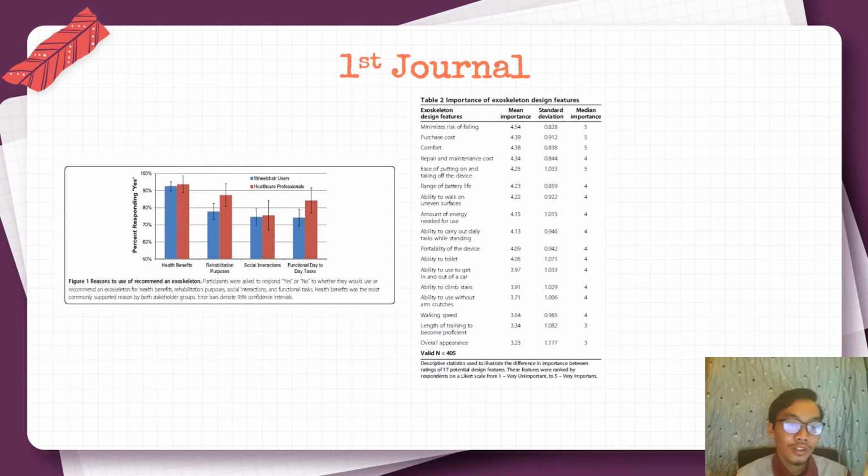Based on this graph, they would use the exoskeleton the most for health benefits. On the right side is a table of the importance of exoskeleton design features that need to be applied when producing the exoskeleton for the market. Based on this table, there are 4 design features to be considered based on the median importance rating of 5, which is the highest rating: minimizing risk of falling, purchase cost, comfort, and ease of putting on and taking off the device.